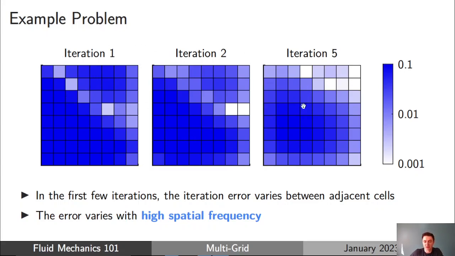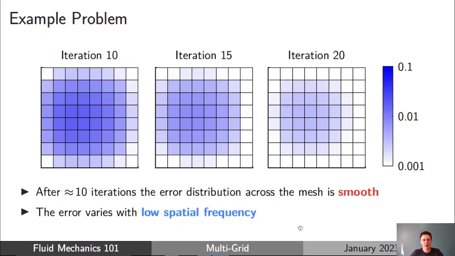And over the first 5 iterations, we see that the error does vary with high spatial frequency. But as we proceed through the iteration of the Gauss-Seidel algorithm, quickly we see that the error field starts to resemble something like a blob of high error in the middle of the mesh, and then low error towards the edges of the mesh. But more importantly, this distribution, as you can see, is fairly smooth. Those high frequency variations in the error between adjacent cells are gone. They've been smoothed out by the solver.